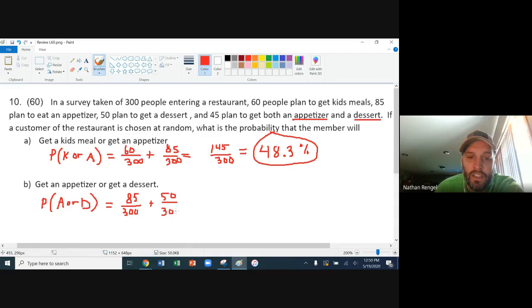Now, the people that are getting desserts and appetizers is not mutually exclusive. That means some people are choosing to get both outcomes, which is fine, but we do have to account for that, because if you're counting 85 people getting an appetizer, 50 people getting a dessert, some people are getting both, you're going to be counting those people 2 times. So we have to subtract out the people who are getting both, 45, out of 300. And 50 and 85 make 135, minus 45, that's going to be 90. So we got 90 over 300.